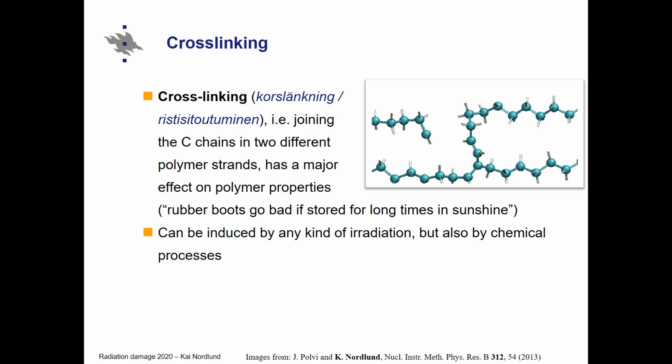Another defect type, which is not as obvious, but is very important for the properties of polymers, is cross-linking. That is, if you have two polymer strands, assume we had here an initial polyethylene strand and another polyethylene strand, it's possible with some probability that when the bond breaking occurs, you actually link two of the different polymer chains.